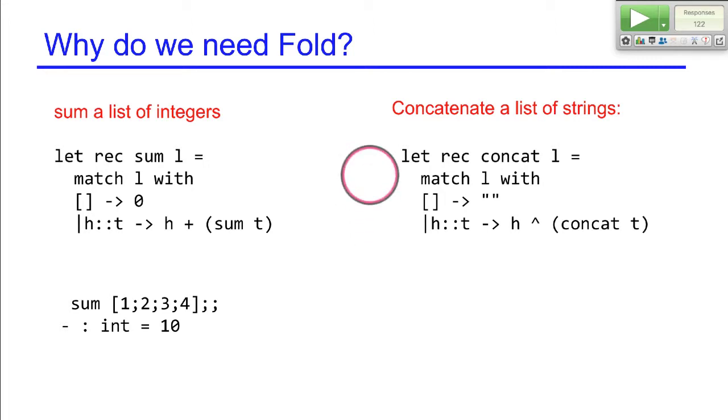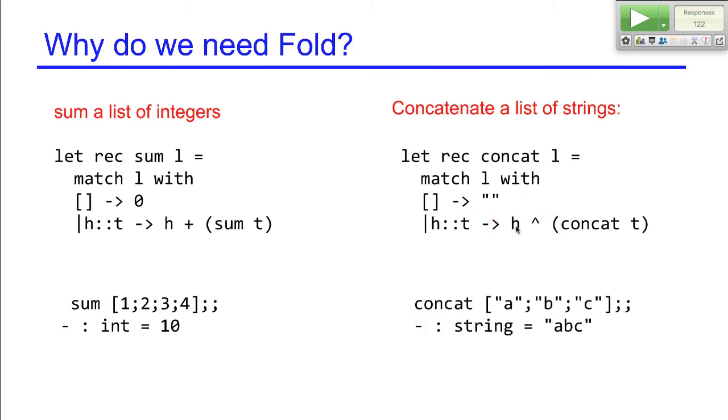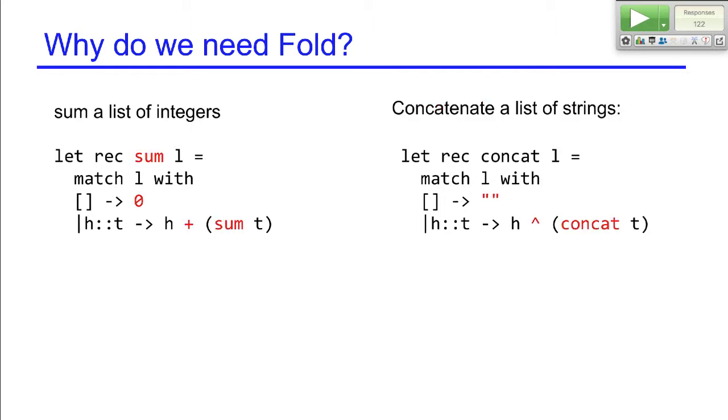Another one is a concatenation. If you give me a list of strings, I put them all together and make one string. If it's an empty list, I return an empty string. This is a concatenation in OCaml. If you give me a head and a tail, and it's not empty, I will concatenate the head to the tail after the tail has been made into one string. With that, if you give me A, B, C, it becomes one string, ABC.